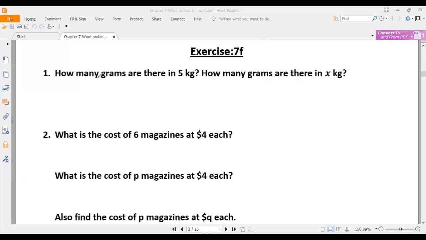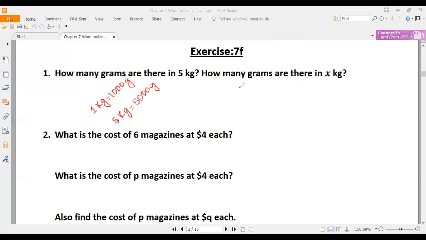Today we'll solve exercise 7F from new syllabus 1. Question number 1 says, how many grams are there in 5 kg? So we know that 1 kg equals 1000 gram. So what will be the 5 kg? 5 kg will be 5000 gram.